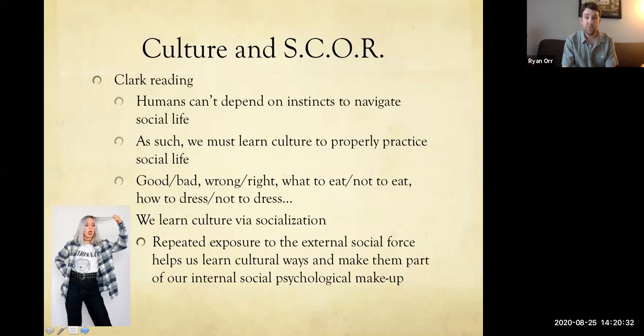So we learn our culture through socialization. So socialization was the second part of the article. And basically socialization allows us to make culture, which is an external social force, part of the individual. Culture is external in the sense that it's there before we're born, and culture will continue to be there after we die. It's outside of the individual. But we make culture part of the individual when we expose and re-expose them to cultural ways. So eventually, through that exposure and re-exposure, we make culture, the external force, part of our internal social psychological makeup.